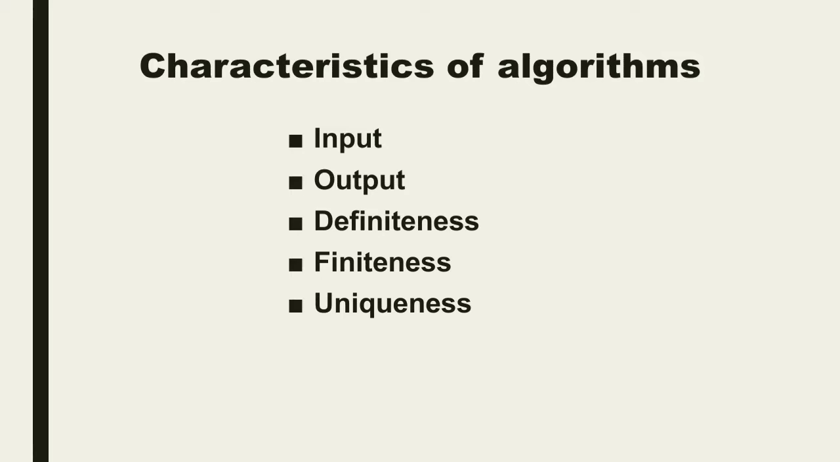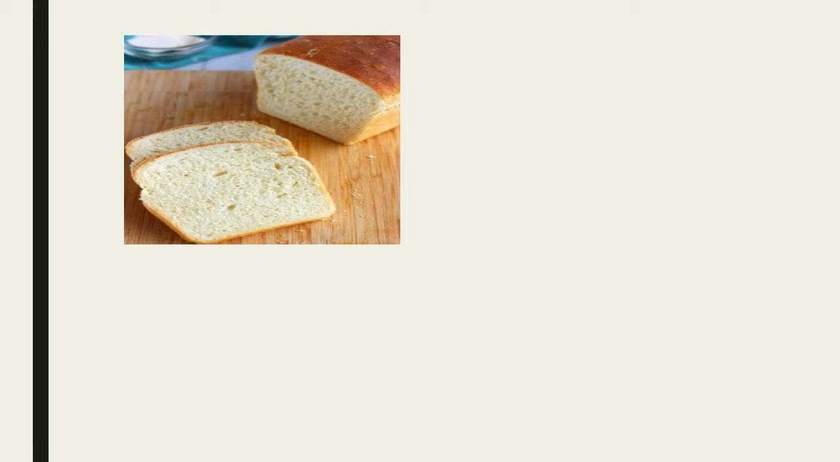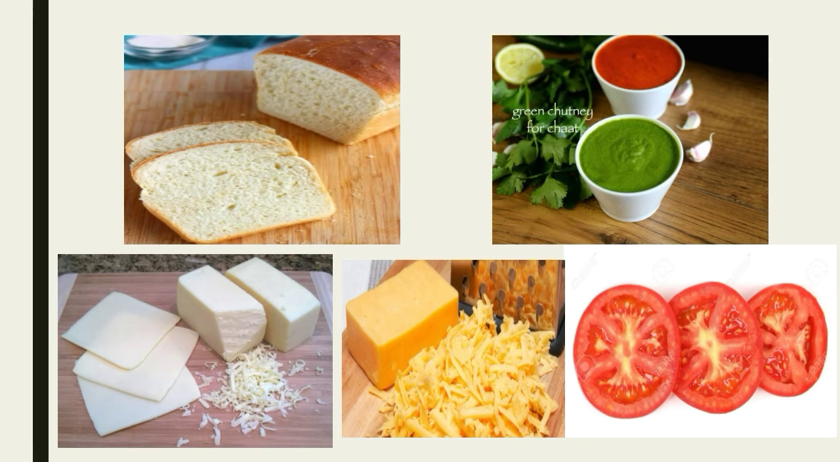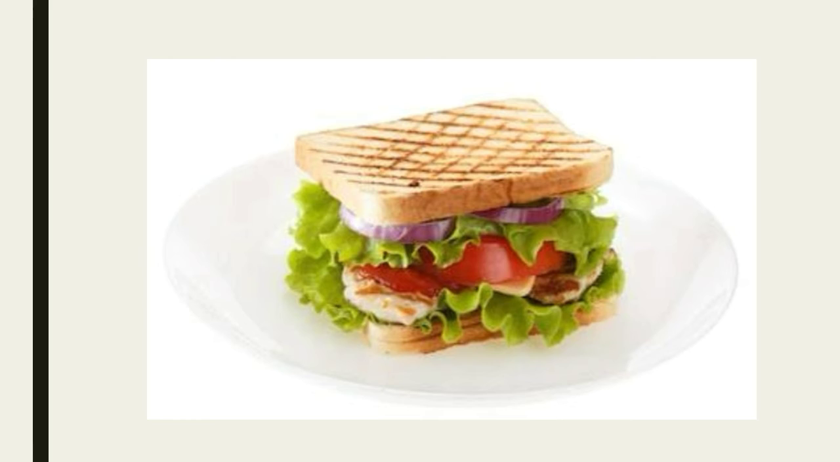As we saw in the process of sandwich making, taking slices of bread, chutney, butter, cheese, tomato was all input. The sandwich was the output. Each step in that recipe was clear and easy to understand, that is definiteness. There were a finite, that is countable, number of instructions to complete the task, that is finiteness. And when each instruction was executed, a unique result was produced, that is uniqueness.